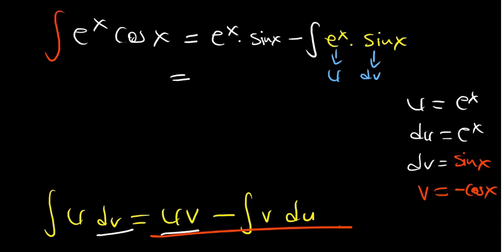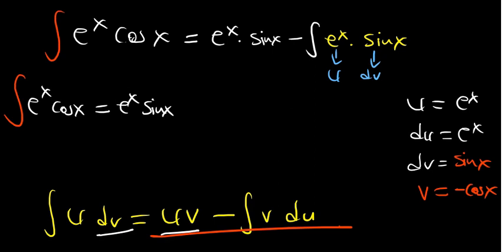So let me just move it a bit this side. So we have the integral of e to the power x cosine of x being equal to e to the power x sine of x. Okay, so we have a minus there. So what's coming out as a result? So we have first of all uv. So for our u, we have e to the power x, and then multiplying by negative cosine of x. So it's just going to be negative cosine of x.